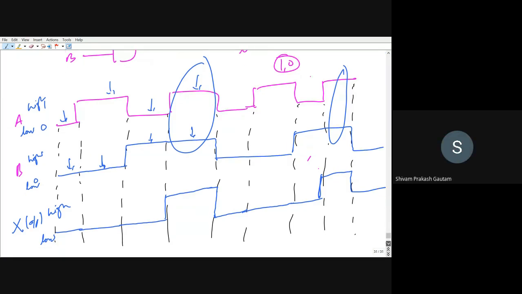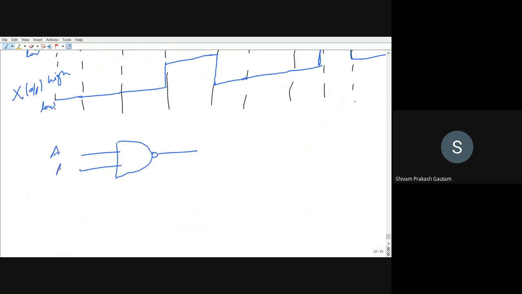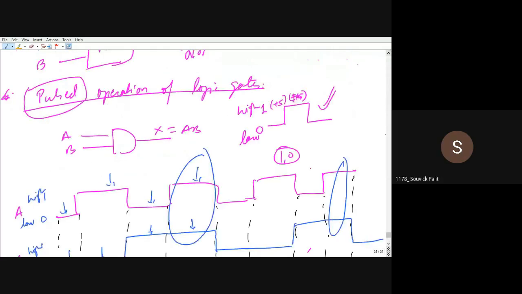Now we will see for the NAND gate, with inputs A, B, and the output, which you can write as X. What is the condition for the NAND gate? Output will be 0.